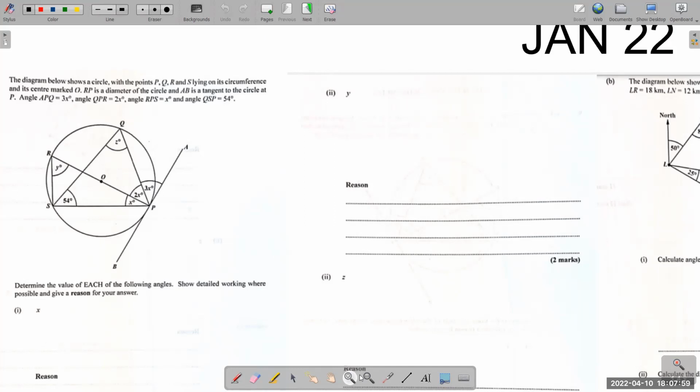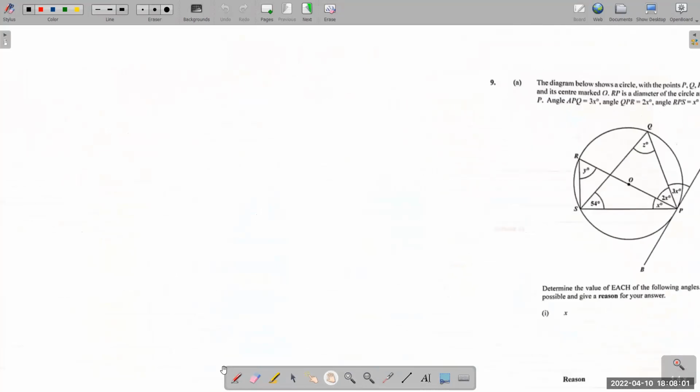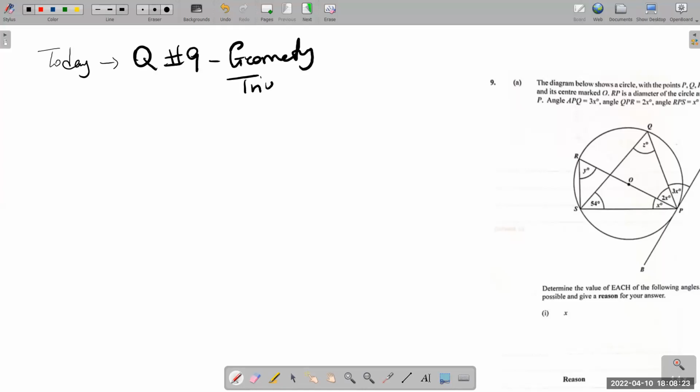So let me just pull this to the side so that you guys can see. I need you guys to take note of the schedule so that you have this information on hand. So today, question number 9. And question number 9 is geometry and trigonometry. On Monday, we will be focusing on vectors as question number 10, sorry.